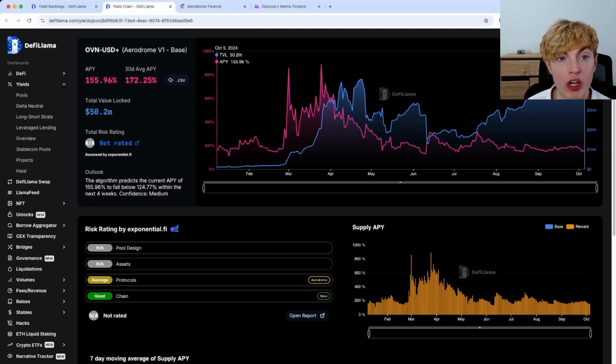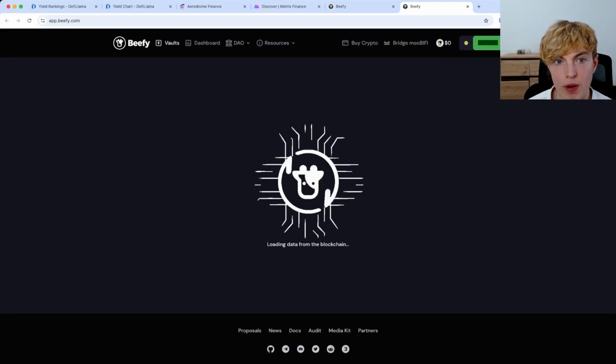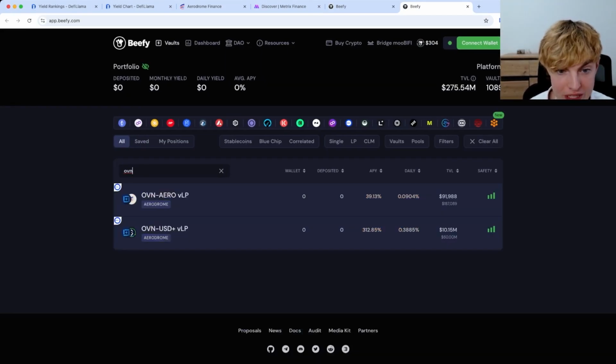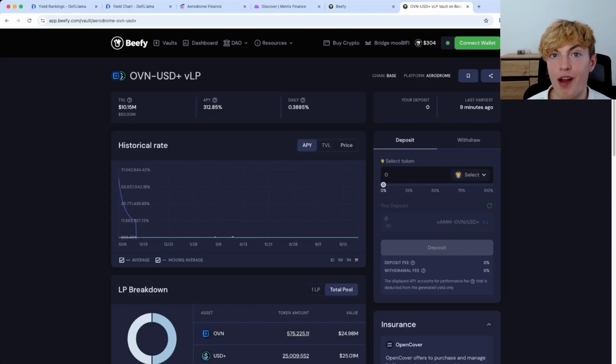So now that we know we could possibly do OVN to USD Plus, we could head over to Beefy Finance and we'll go ahead and launch the app right here. We can search for OVN and find that OVN to USD Plus position right here. It says it's doing an APY of 312% according to Beefy. But remember, this is auto compounding.